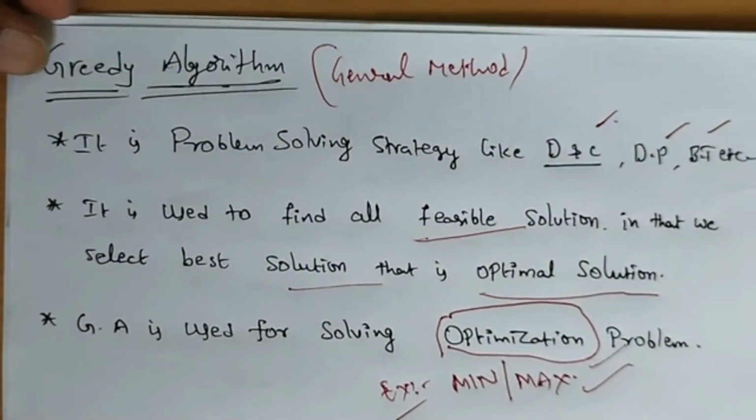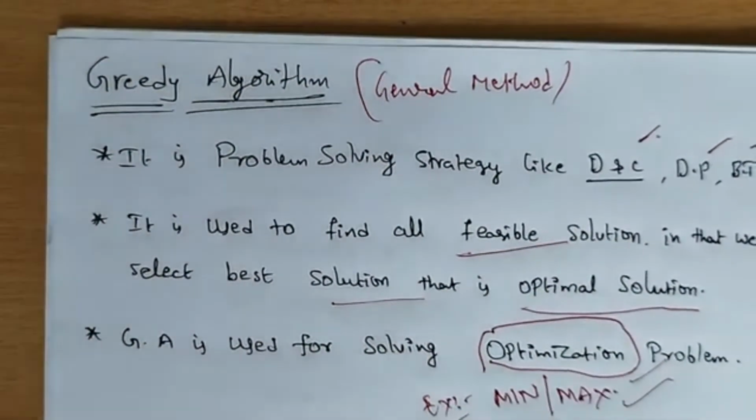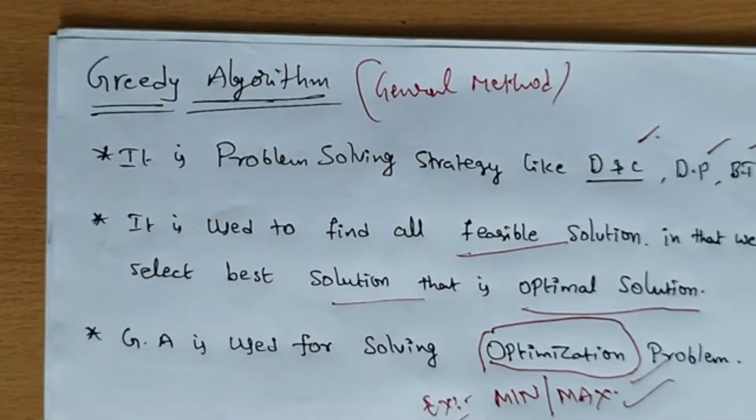This is about the greedy algorithm, very simple. It is one of the problem solving strategies, like divide and conquer, dynamic programming, and backtracking. The greedy algorithm is used to find the feasible solutions, and from them we select the best solution, called the optimal solution. Optimization means getting two results, either minimum cost or maximum profit.